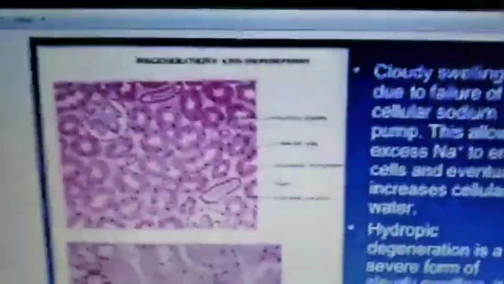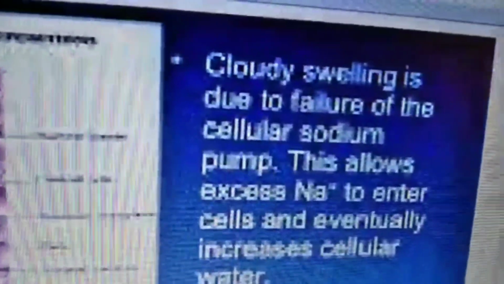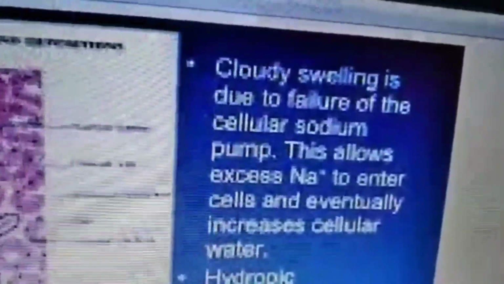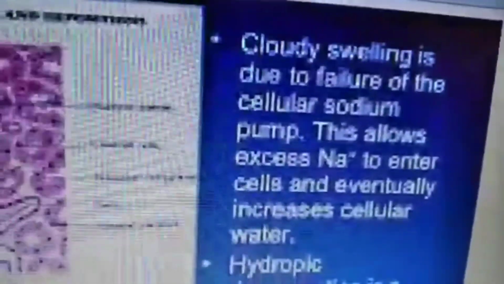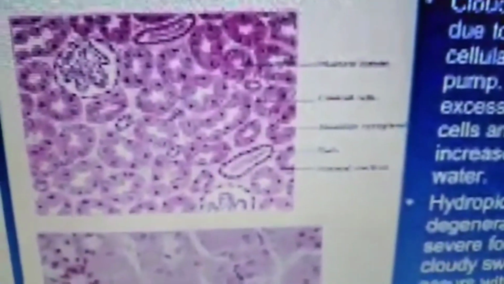Now, it can be viewed by observing a few figures. Observe here one case of cloudy swelling, and here you will find that due to failure of the cellular sodium pump, this allows excess sodium to enter the cell and eventually increases cellular water. Thus you will find here that the cells are swollen due to accumulation of water inside.